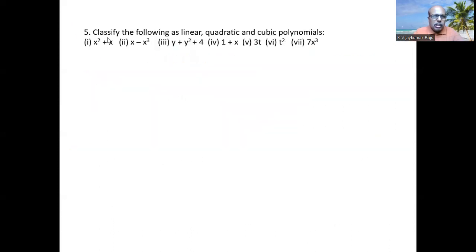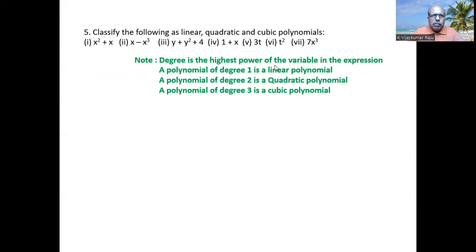Next. Classify the following as linear, quadratic, and cubic polynomials. So what you need to know: degree is the highest power of the variable in the expression. A polynomial of degree 1 we call a linear polynomial. If the polynomial is of degree 2, it is called a quadratic polynomial. And if the polynomial is of degree 3, it is called a cubic polynomial. So you have to see the degree, and from the degree you will decide whether it is linear, quadratic, or cubic.